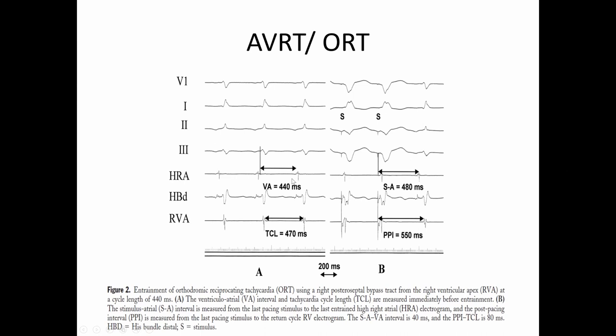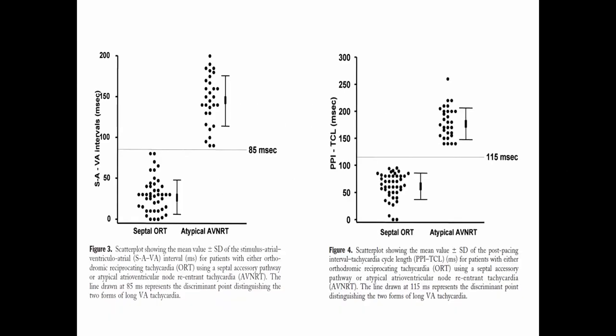They came up with these landmark slides that differentiate our tachycardias. The main one we're really looking at is the post-pacing interval minus the tachycardia cycle length. If it's more than 115, it's more likely to be AVNRT, and if it's less, it's more likely to be orthodromic reentrant tachycardia. And for the stim-A minus the VA, the cutoff is 85 milliseconds.